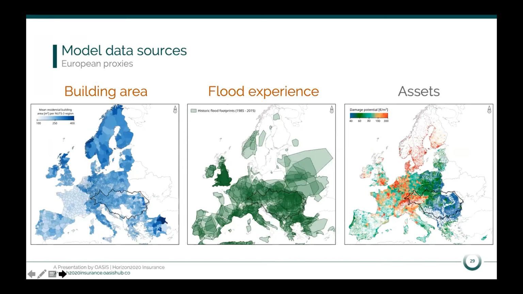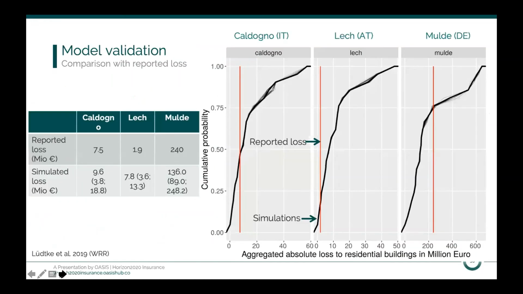This model has been applied in different case studies to validate whether it really does what we think it should be doing. We have applied it to a catchment in Germany, the Mulde catchment, the Lech catchment in Austria, which is also in the Danube area, and one catchment in Italy, the Danube River, where we have some empirical observations of flood losses. This is reported here. So we have the 3 different case studies.